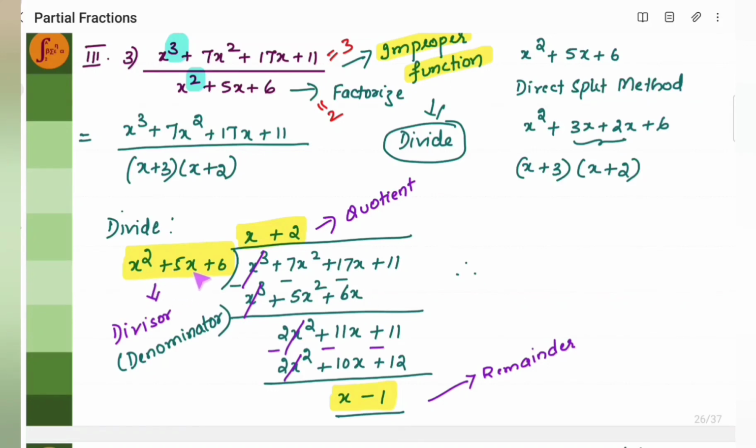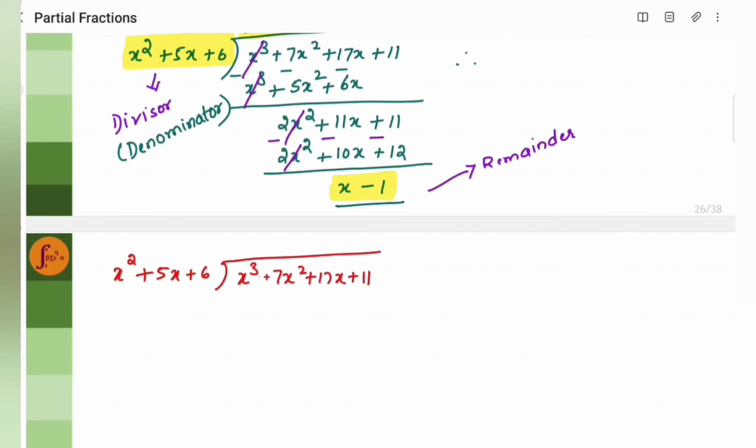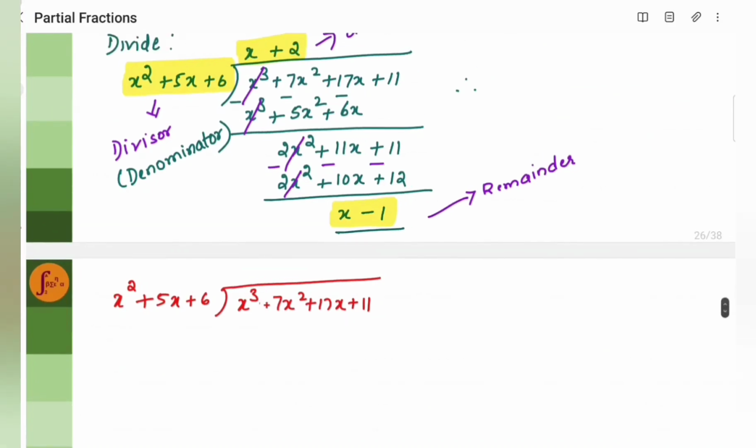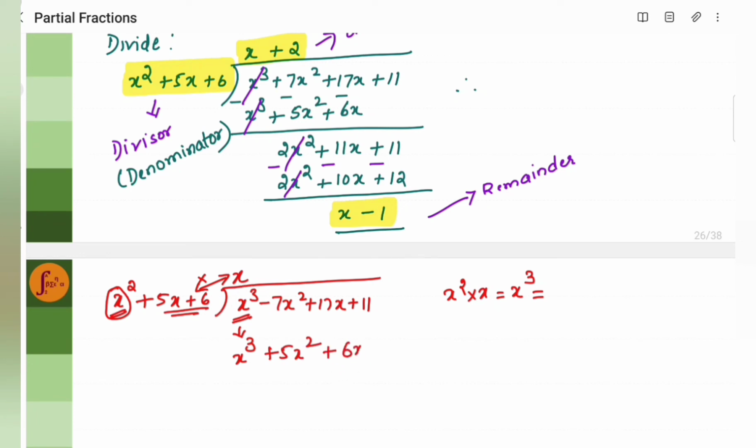So we'll take this denominator here, put the numerator here, and let's solve this step by step so that it becomes clear. Now what I will do, I'll take this x square first, right? And here the first term is x cube. Now I have to multiply this x square with something so that I get x cube. If I multiply x square with x, I'll get x cube, correct? So I'll put x here and then multiply. x square into x is x cube. Now I'll take the remaining terms and multiply with this. So 5x into x is 5x square. 6 into x is 6x, right?